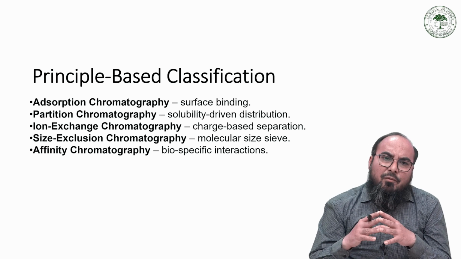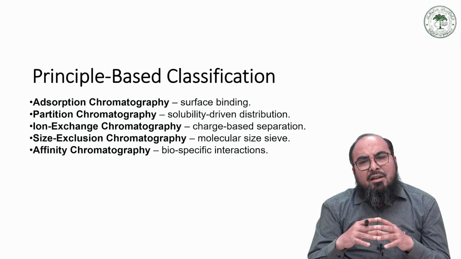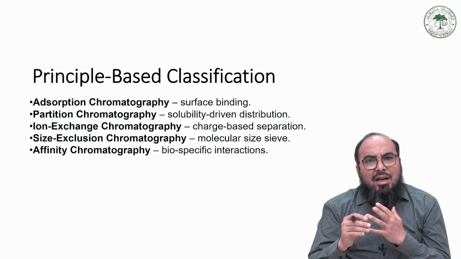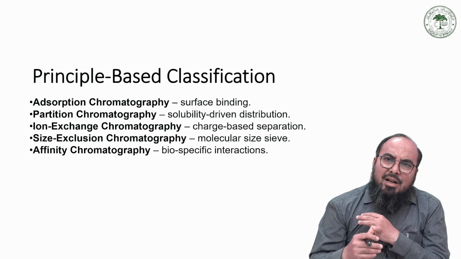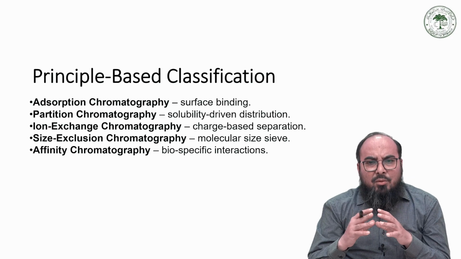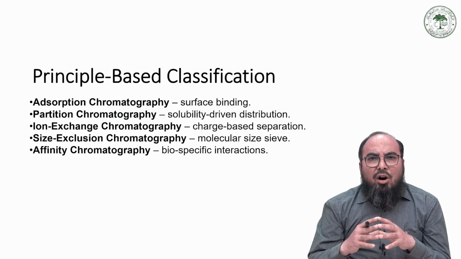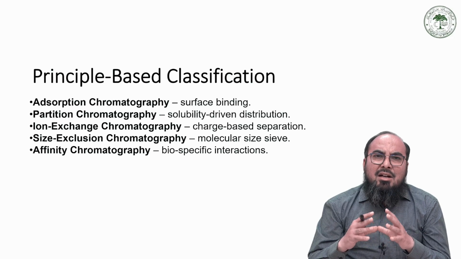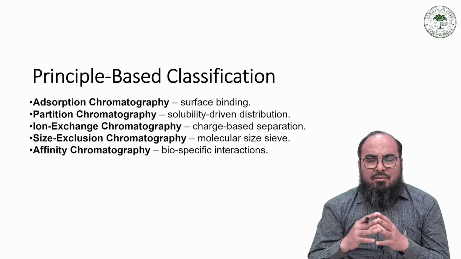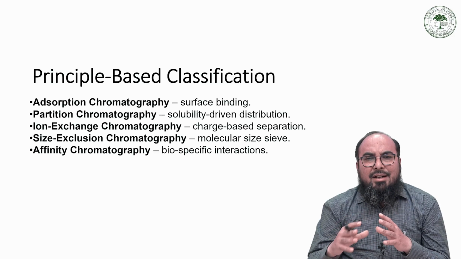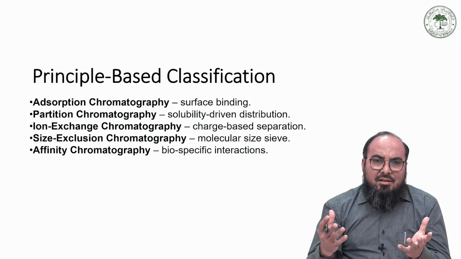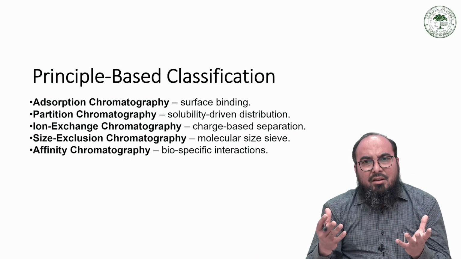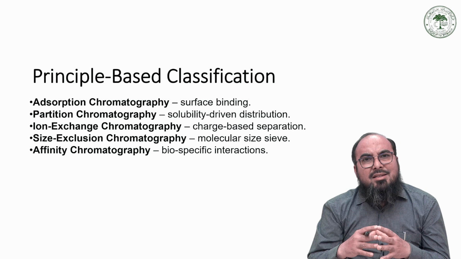So on the basis of principle, we can classify it into 5 categories, namely adsorption, partition, ion exchange, size exclusion, and affinity. In adsorption chromatography, the principle of separation of different constituents is the differential adsorption of components on the stationary phase. That is, here the principle is surface binding, because adsorption is a surface technique.